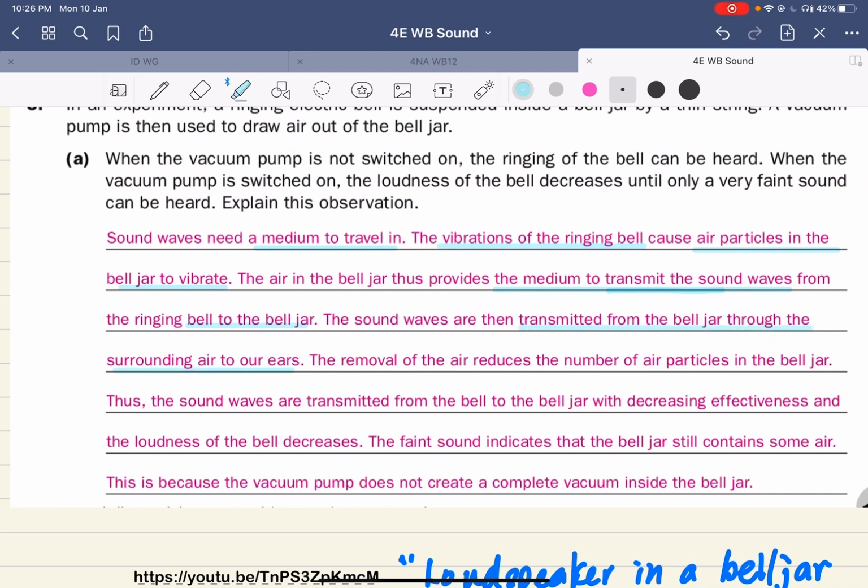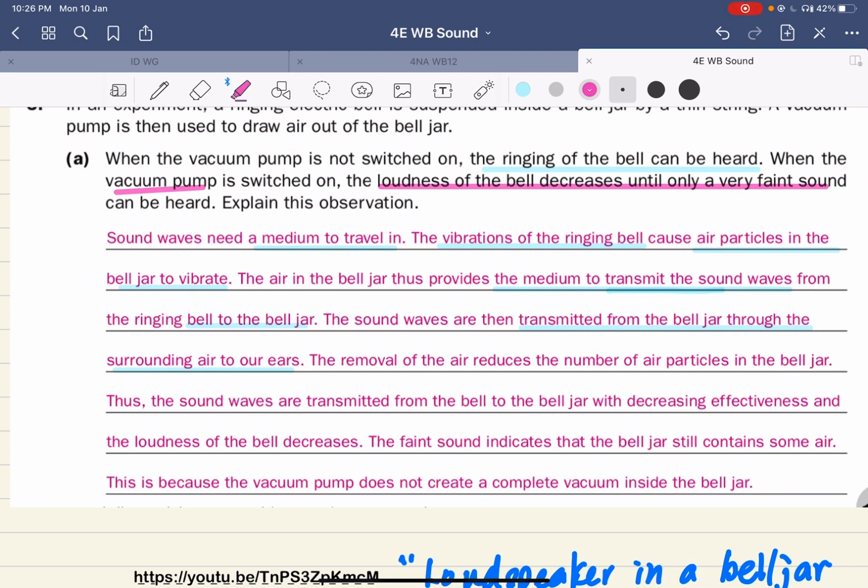So the first lines answer the first part of the question, to explain why the ringing of the bell can be heard. Notice that we start off by explaining this part first. Then after that, you explain why, when the vacuum pump is switched on, loudness decreases until a very faint sound. So that's the next two lines of the explanation.